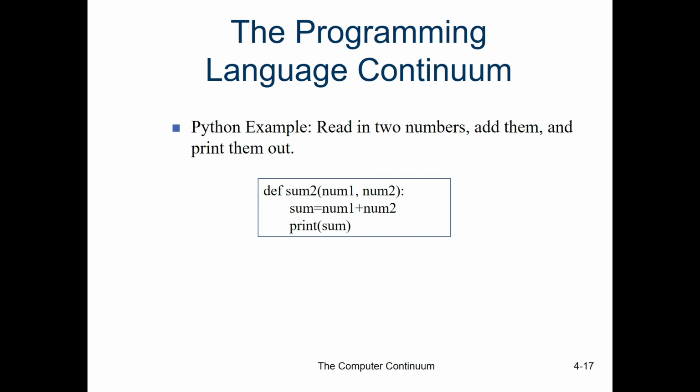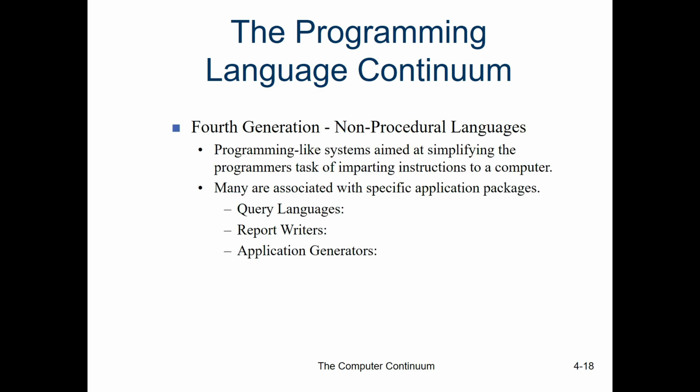For example, we have Python, which is third generation. Say we are reading two numbers, adding them, and printing out the result. Here we just wrote a function using the def keyword, and sum2 is our function taking two numbers, num1 and num2, and then calculating the sum, which is num1 plus num2, and then printing the sum. So that's an example of this.